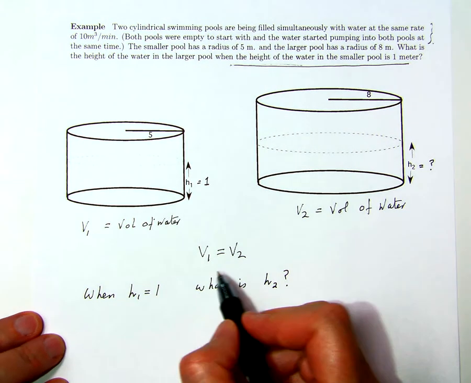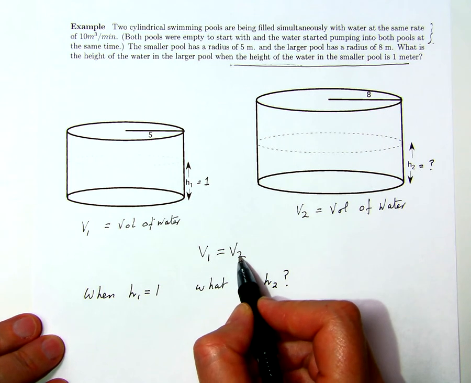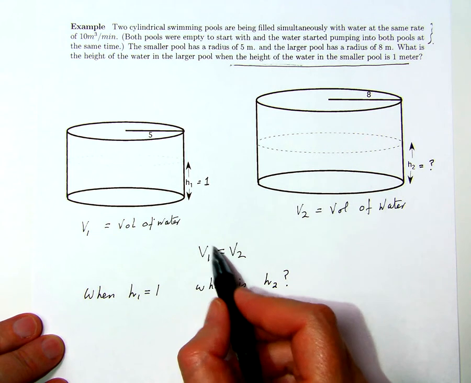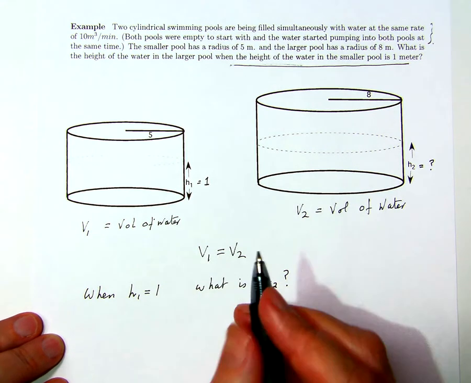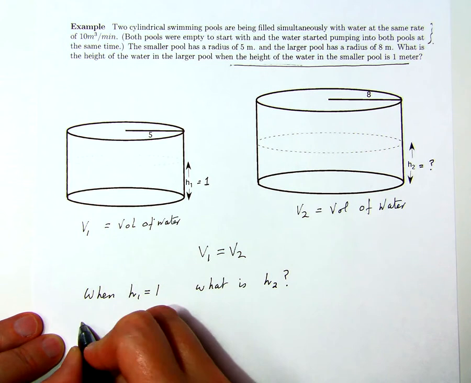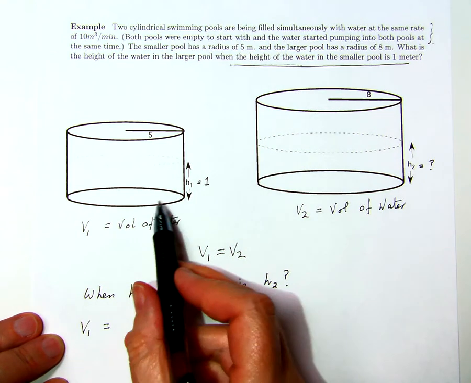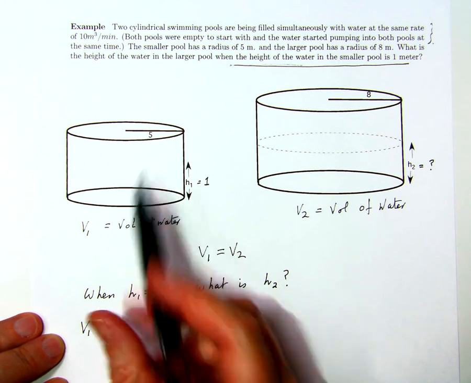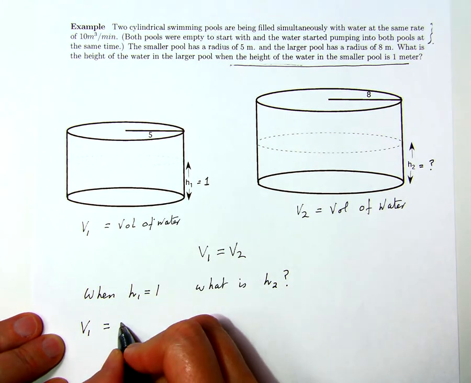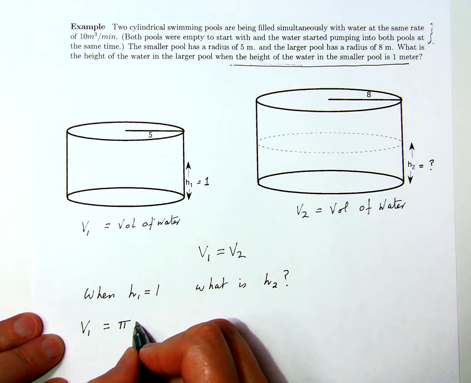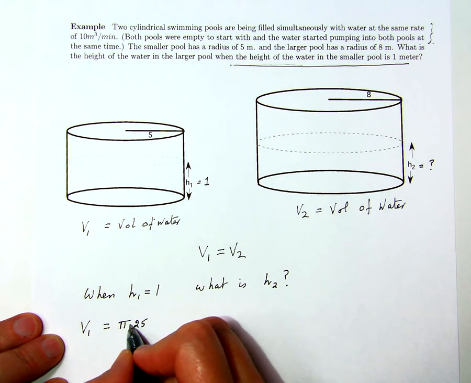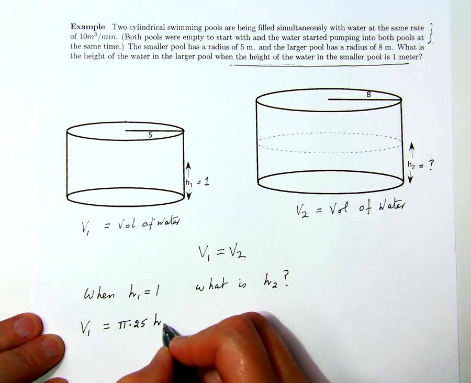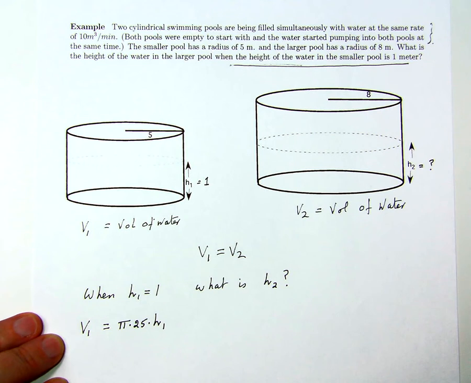Well, this equation V1 equals V2 should give us some more information. We can actually say what V1 is in terms of h1. V1 is the area of the base of the pool here, which is just a disk of radius 5, and so that's pi 5 squared, which is 25, and then the volume of water is that times the height of the water, which is h1.